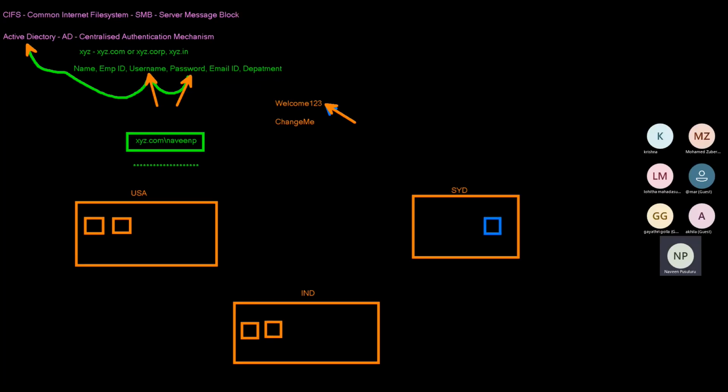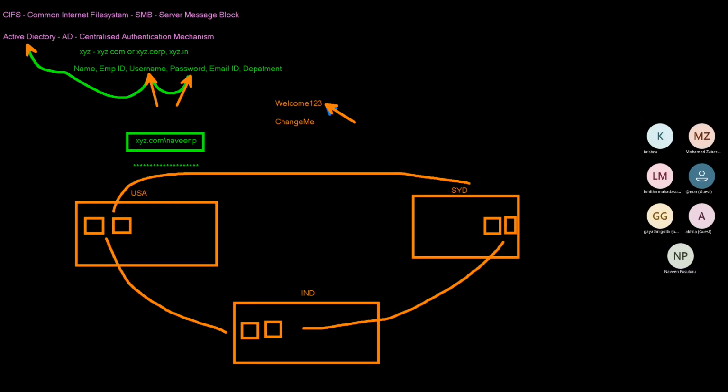Let's assume that I have two Active Directory servers in USA, two Active Directory servers in India, two Active Directory servers in Sydney. Like two servers where Active Directory is configured. So all of them contain the same configuration information. All the locations' Active Directories contain the same information.